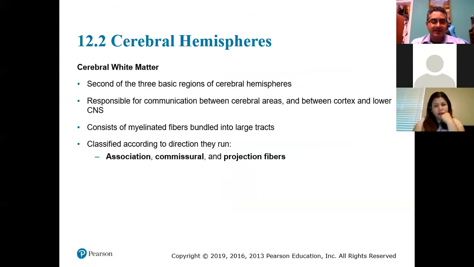So let's take a look at these cerebral hemispheres in terms of cerebral white matter. Again, when you think of white matter, you should think of myelinated fibers, myelinated, myelinated, myelinated. It does have some non-myelinated, but mostly myelinated. When you think gray matter, think non-myelinated, okay? Now, so that's the first thing that comes up here.